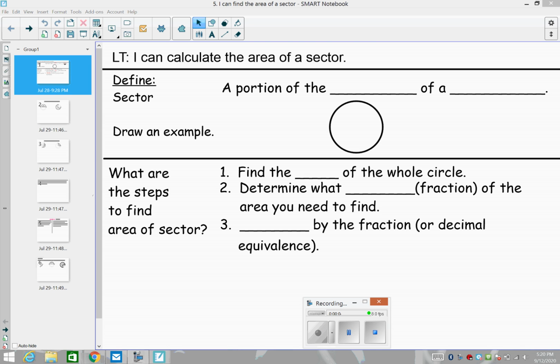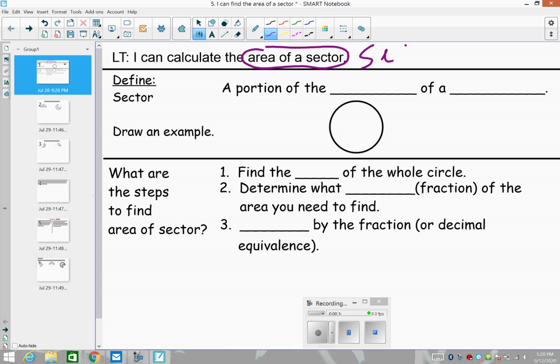Hey, math friends. So our learning target today is that I can find the area of a sector, or think of a section of that cookie, cake, or a pizza. So it's a couple slices of pizza or a slice of pizza. How would we find the area of something that's not whole? So sector or section of a circle.